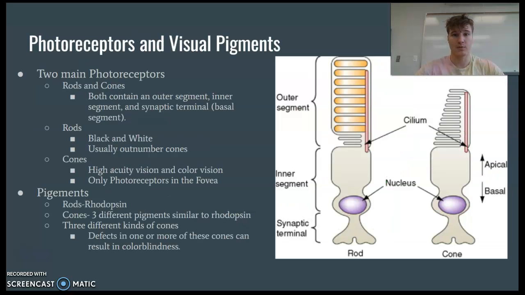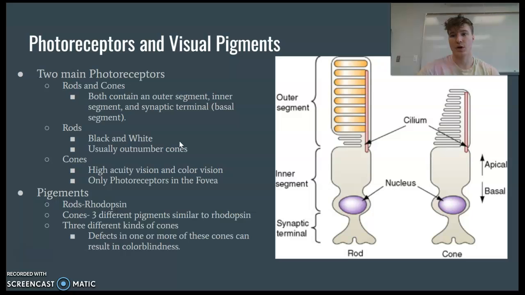Moving on, we have photoreceptors and visual pigments. So now, looking specifically at the photoreceptors themselves, here we see the rods and the cones. As I said, these are our two primary photoreceptors. They all have an outer segment, an inner segment, and a basal segment, or a synaptic terminal, as it's labeled here. The outer segment houses these discs, and within these discs are housed the photosensitive molecules, or the visual pigments. In the inner segments, we have the organelles and the nucleus, and at the synaptic terminal, we have where glutamate is released onto the bipolar cells.